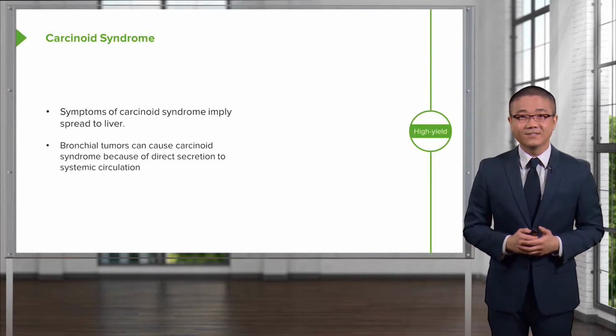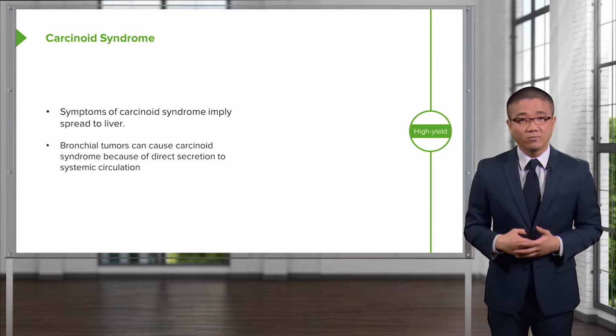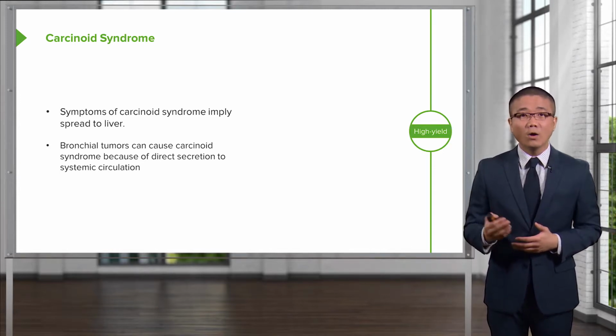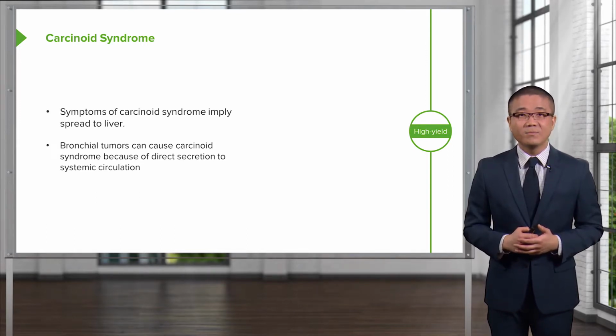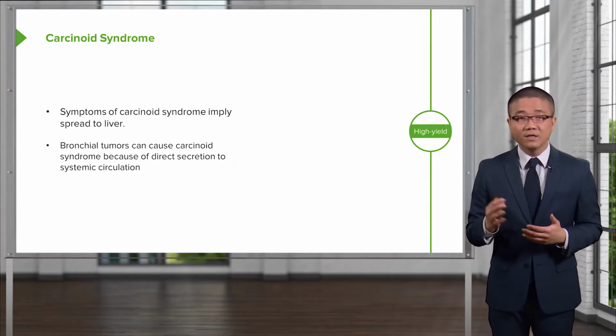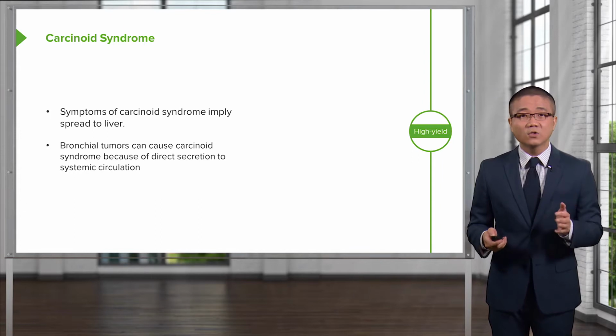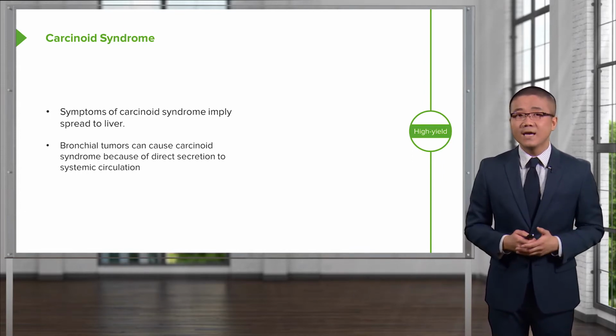High yield for examination. Symptoms of carcinoid syndrome, just as a reminder, flushing, cardiac complications, tricuspid regurgitation, abdominal pain, all imply a spread to the liver. Bronchial tumors can cause carcinoid syndrome because of direct secretion into the systemic circulation. Again, if the tumor was in the bronchial system or the lungs, the liver has not had a chance to degrade the vasoactive peptides. The serotonin can then directly go into the systemic circulation. And for patients who have bronchial tumors, their symptoms may occur earlier than those who had GI carcinoid tumors.